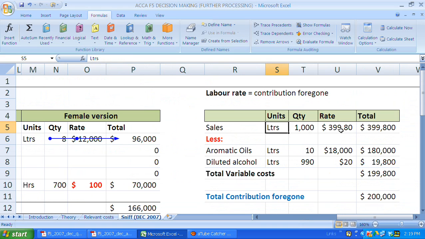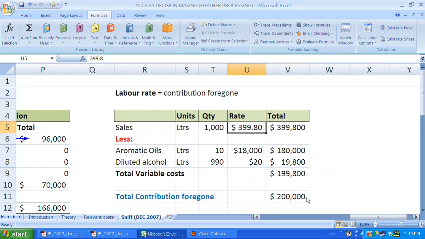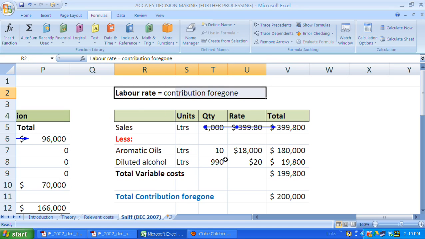So the rate per liter is 399.8, and if we multiply by 1,000 liters, as you can see, we get 399,800. Remember, we're trying to find the labor rate, and the labor rate is equal to the contribution foregone when we divert our workers from producing the normal product to adding the hormone. So what are the costs if we are selling at this? What is the constitution of these 1,000 liters?